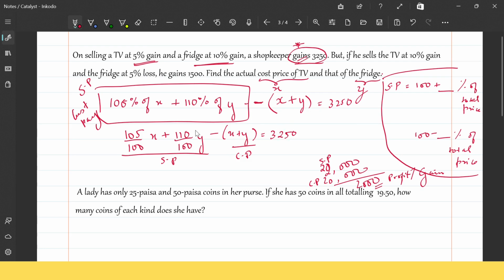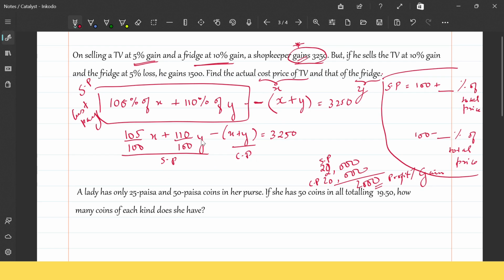Why did we minus it? Why did we just not write this? Because they said it is the gain he is getting. It is the profit that he is getting. If it was simply the cash received, then your equation would be this much only: 105 by 100X plus 110 by 100Y equal to 3250. But because they said it's a profit, you have to minus the cost price also.